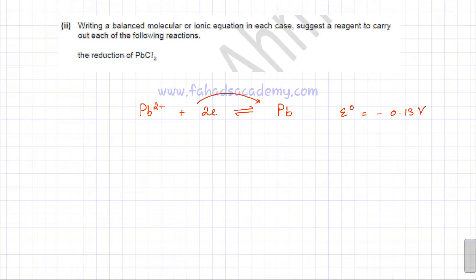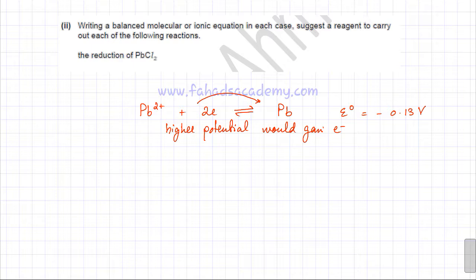Now remember that the electrode that gains electrons, in this case I want this electrode to gain electrons. I want this to go in the forward direction. Remember that the electrode that gains electrons is always going to be the higher potential, or the more positive potential electrode. So higher potential would gain electrons.